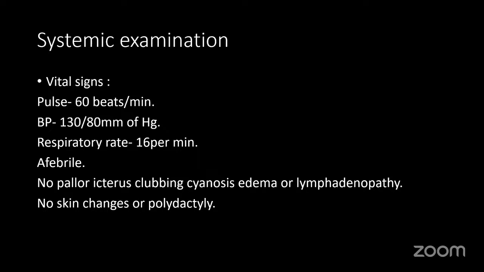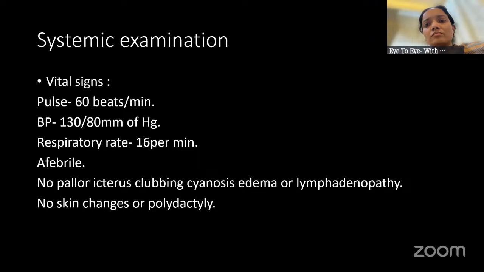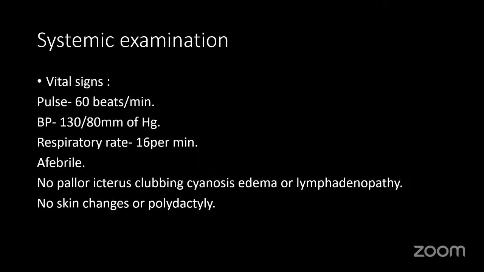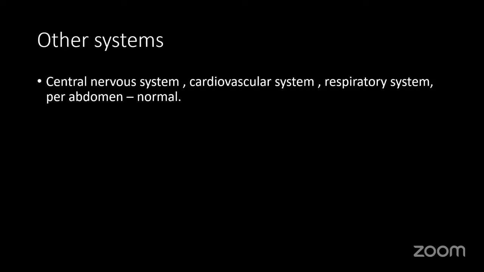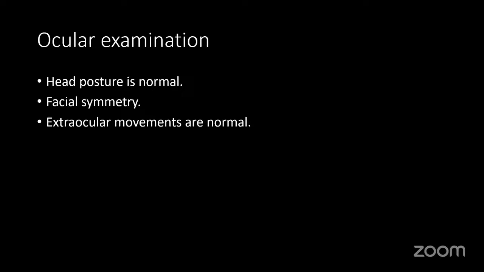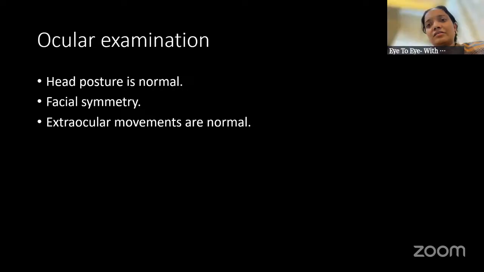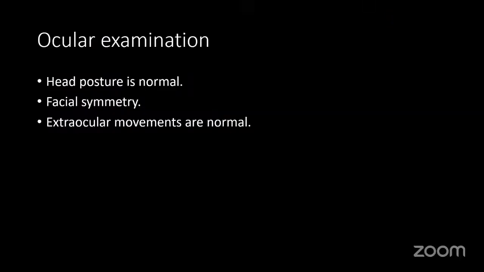On systemic examination, all the vital signs were within normal limits. She was afebrile, no pallor, icterus, clubbing, cyanosis, edema, or lymphadenopathy was seen, and no skin changes or any polydactyly was observed. All the other systems, like CNS, cardiovascular, respiratory, and per abdominal examinations were normal. Ocular examination was done in a normal head posture. There was no facial asymmetry, and all the extraocular movements were full and free. Facial symmetry.